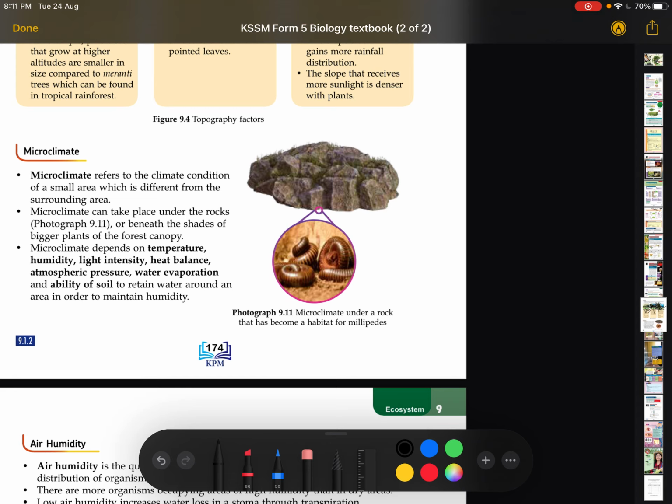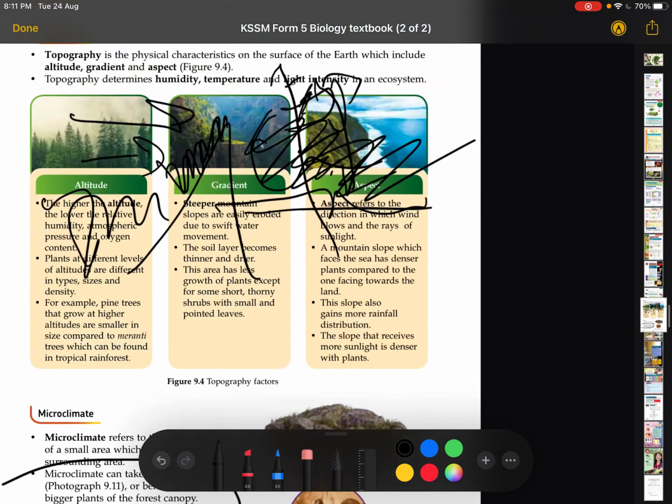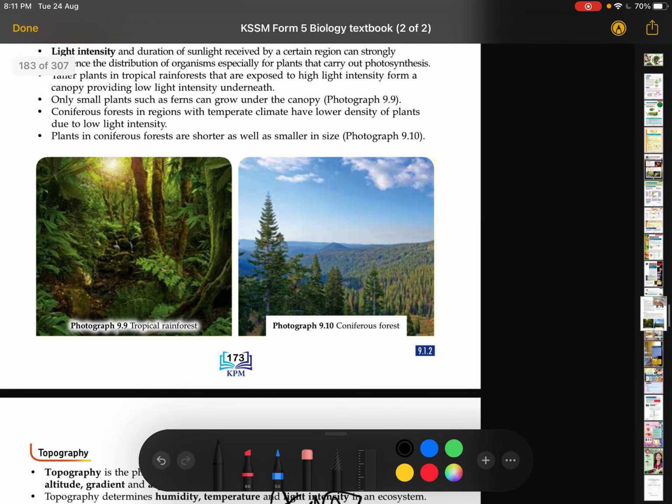Next will be microclimate. So microclimate is basically the climate in small areas. Like for example, these rocks. Under the rocks, these small living things will have their own microclimate. Or maybe a good example would be, oh, it says here, beneath the shades of the bigger plants of the forest canopy, right here.